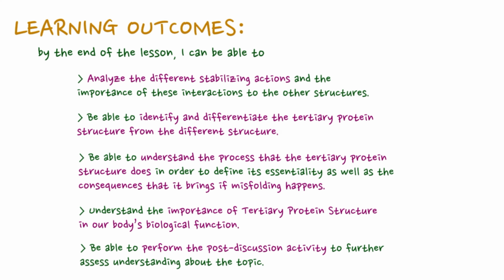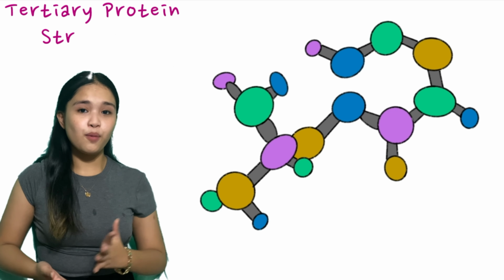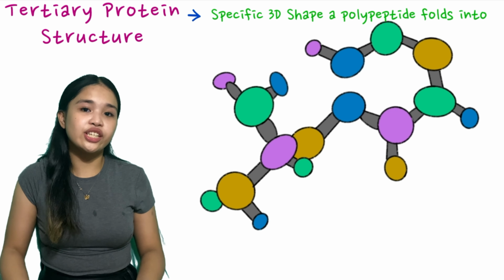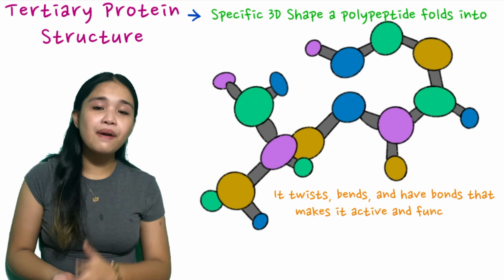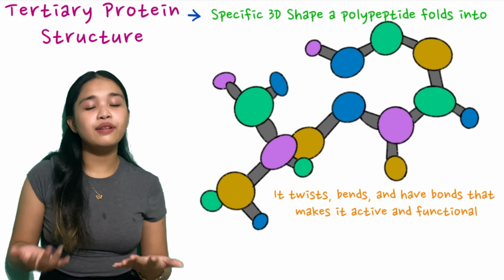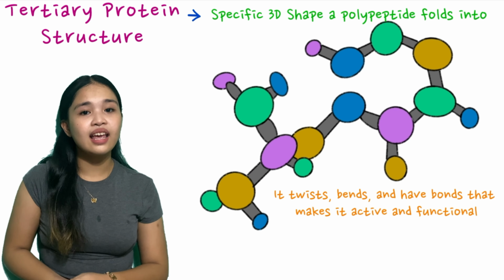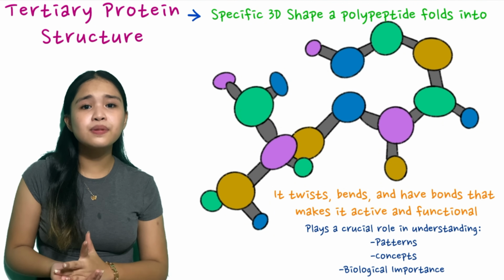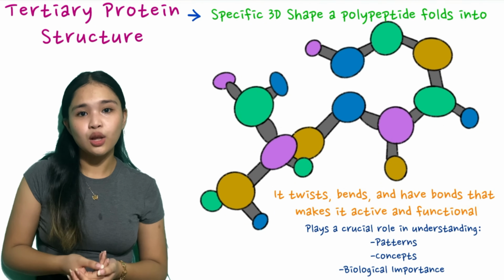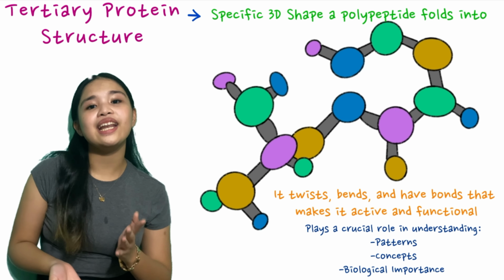Now, let us start. A tertiary protein structure is a 3D shape that a polypeptide folds into. It involves twists, bends, and bonds that help it function and activate. It plays a key role in understanding its patterns, concepts, and overall the biological importance of protein in nature.